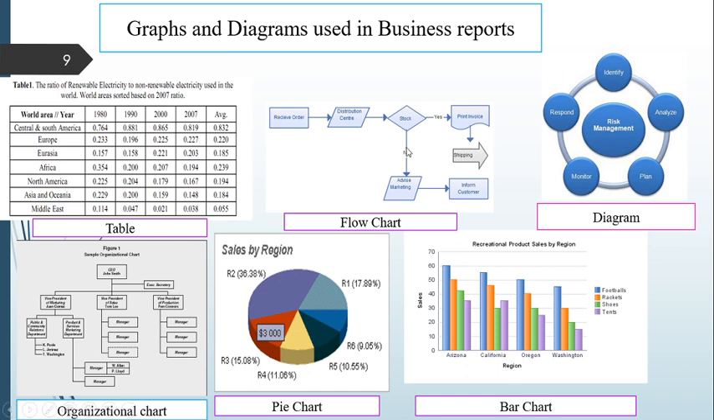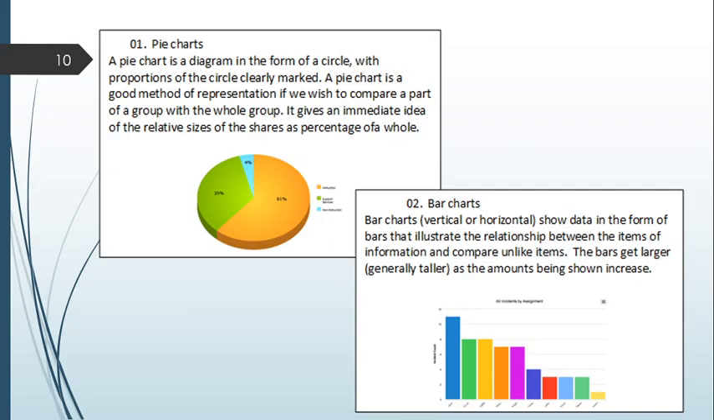Also, flow chart. If you want to show the flowing of a particular thing, then you can use a flow chart. Then here you can see a diagram. Here, an organizational chart. Here, a pie chart. Basically, when you are using pie charts, you can use them to refer to certain percentages. Then, bar chart. Of course, you can see here, it comparatively shows certain data. It can be either horizontal bar charts or vertical bar charts.